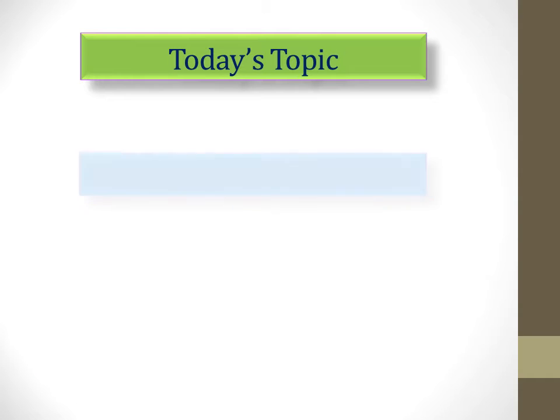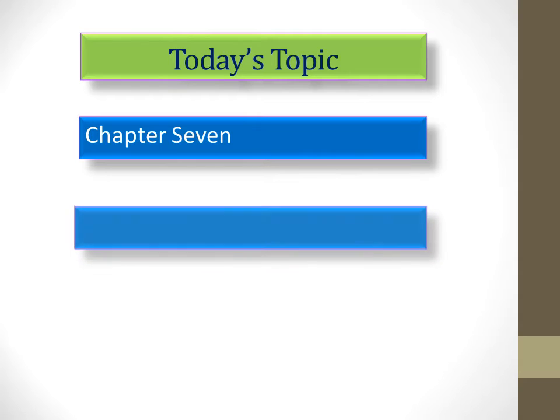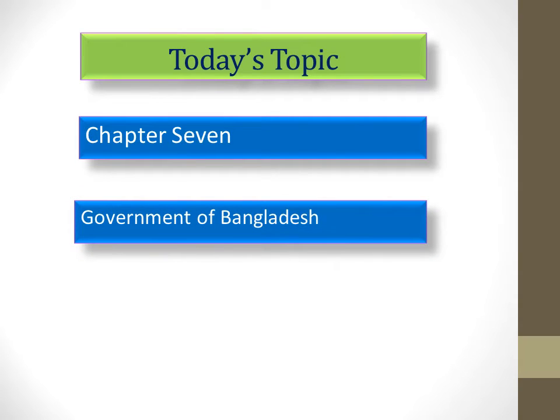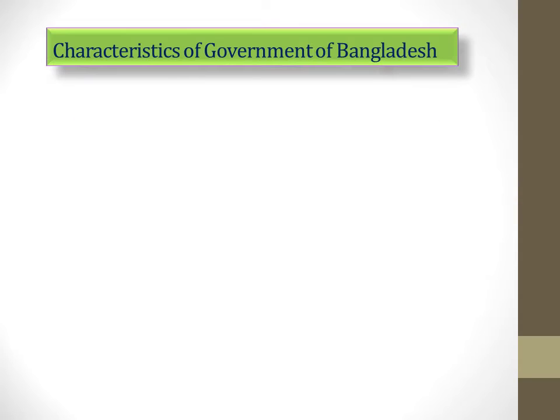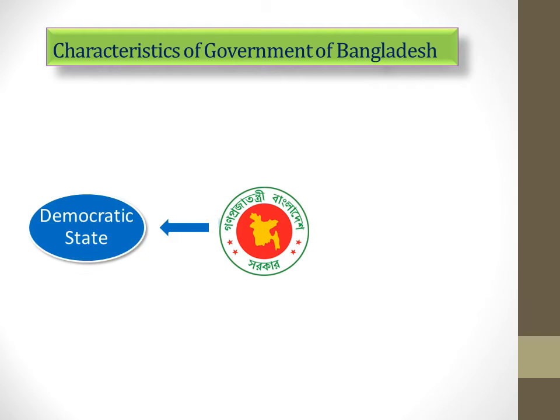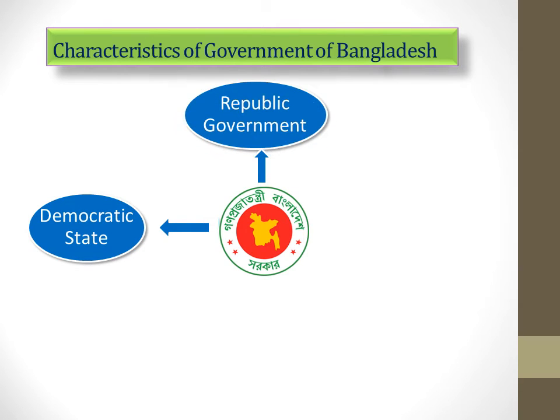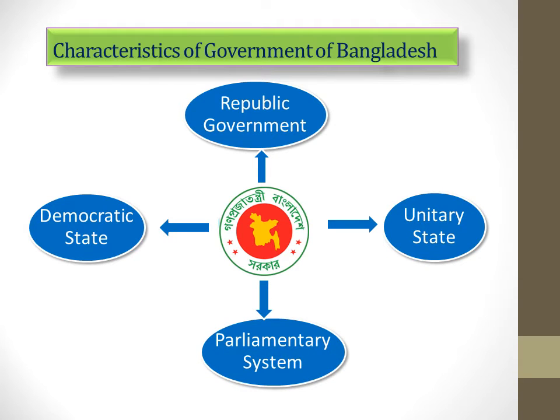Let's move to our today's topic. Our today's topic is from chapter 7, Government of Bangladesh. Do you know the characteristics of the Government of Bangladesh? This is the logo of the Bangladesh government. And the Bangladesh government has 4 characteristics. One is democratic state, 2 republic government, 3 unitary state, and 4 parliamentary system. Let's explain these characteristics.